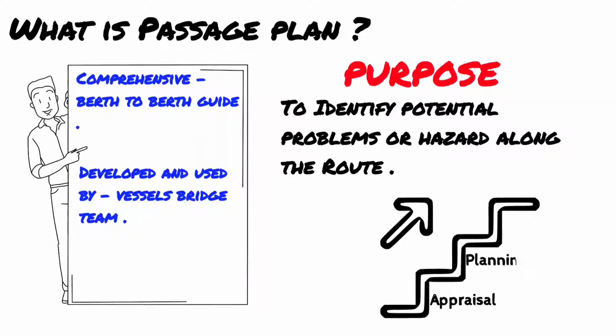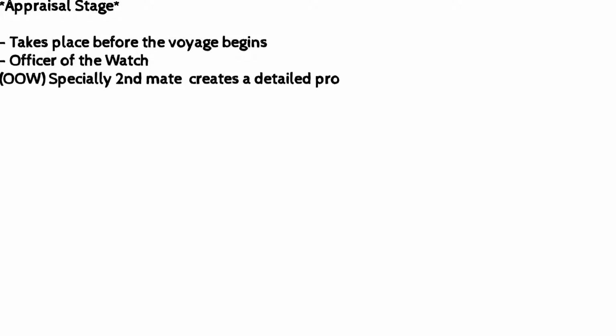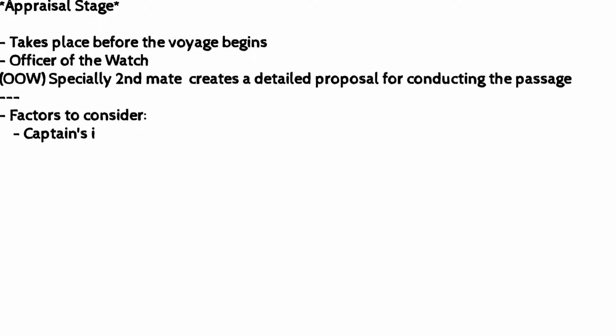Steps of passage planning are as follows: appraisal, planning, execution, and monitoring. So these are the four key steps of passage planning. First we will discuss appraisal. It takes place before the voyage begins. The officer of the watch, especially the second mate, creates a detailed proposal for conducting the passage.